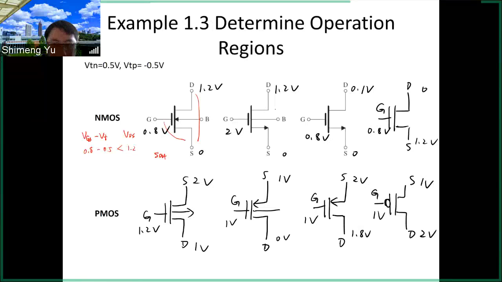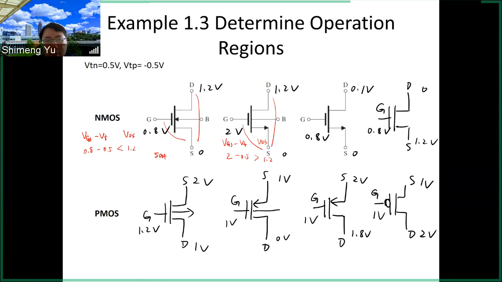So this one, again, similar approach: VGS minus VT compared to VDS. VGS here is 2 volts, and VT again is 0.5, and VDS is 1.2. So you see here 1.5 is larger than 1.2. So this is the linear region, or triode region.